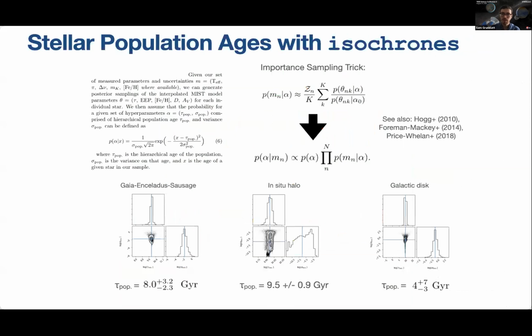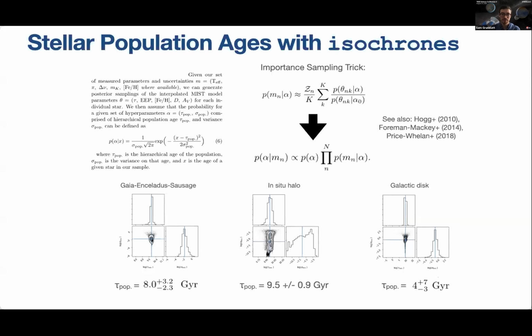And so we can then use the individual likelihoods that we've calculated to determine a hierarchical population age and age variance for each subpopulation of the stars in our study. As only the isochrones code gave us direct access to those likelihood samples, we use that to determine our hierarchical age populations. And I'm showing the ages that we found here at the bottom.